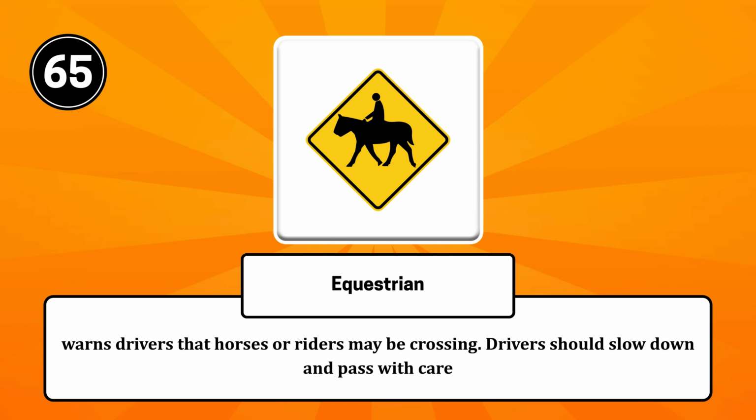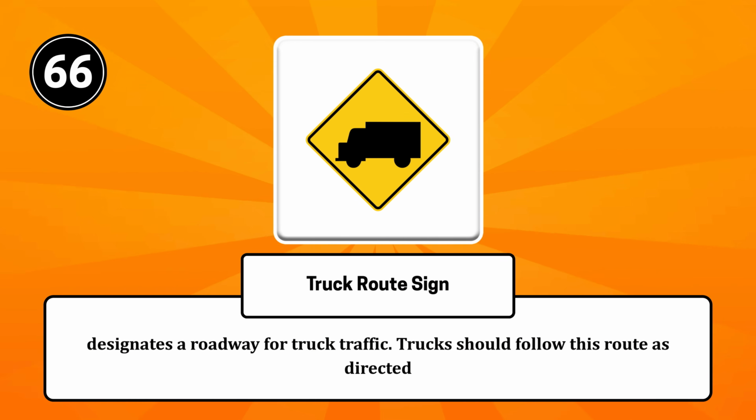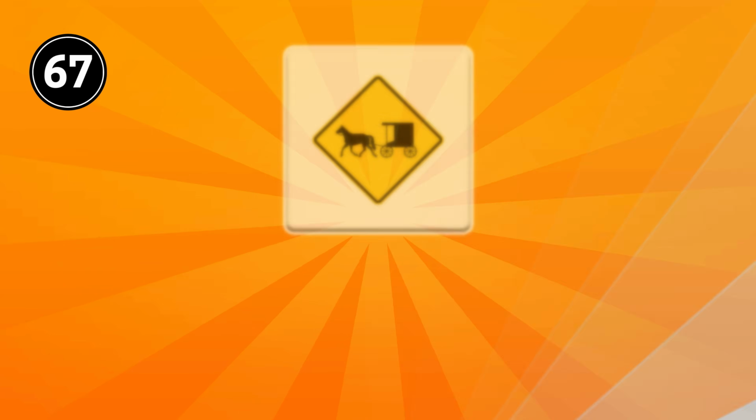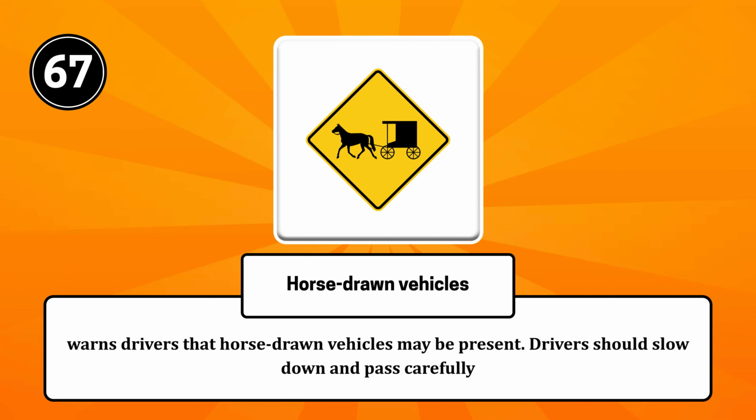The equestrian sign warns drivers that horses or riders may be crossing. Drivers should slow down and pass with care. The truck route sign designates a roadway for truck traffic. Trucks should follow this route as directed. The horse-drawn vehicles sign warns drivers that horse-drawn vehicles may be present. Drivers should slow down and pass carefully.